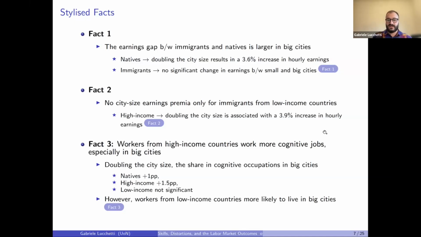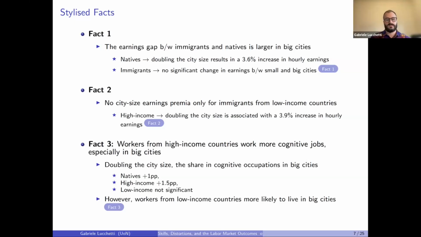And the third fact... Another clarification question, Gabriele, please. Yes, sure. Are these partial correlations, or do you handle the endogeneity issue with the city size? Your concern is about whether the endogeneity... Because you are kind of interpreting this as causal, basically.